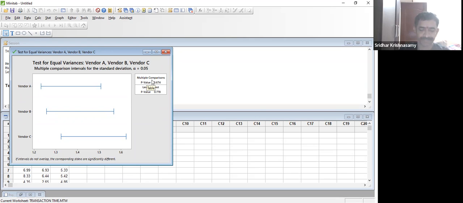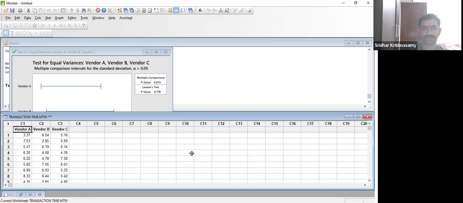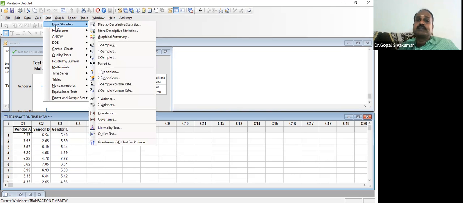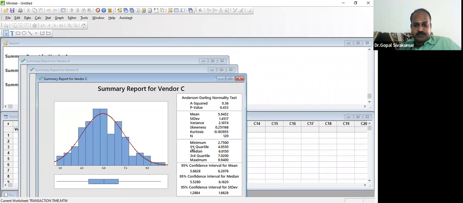Yeah. Right. And now one more underlying assumption is the data is normally distributed. Am I correct? Yes. So that also you can test. How can you test? Go to Stat, go to Basic Stat, go to Graphical Summary. Now select all the three columns of data. Now give OK. Three histograms will be generated.